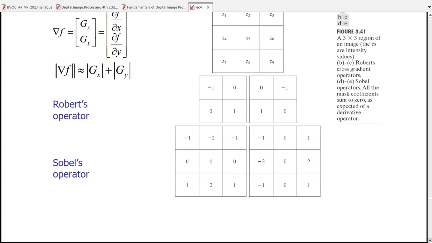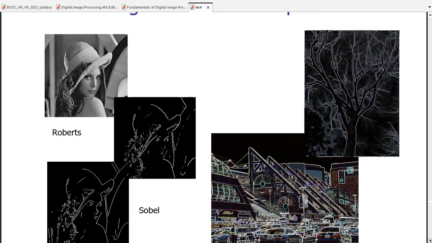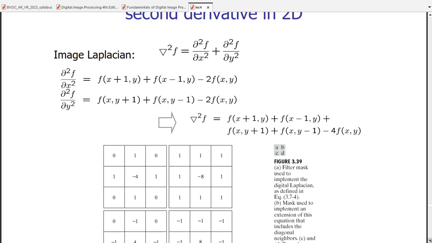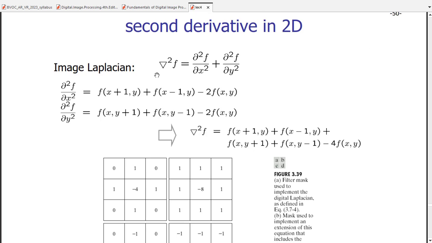Again we look at the second order derivative in 2D. The image Laplacian is delta square of f equals dou square f divided by dou x square plus dou square f divided by dou y square. Elaborating the second order derivatives in this equation, with respect to x and with respect to y, delta square f combines both x and y. Finally, the filter mask implements the digital Laplacian.